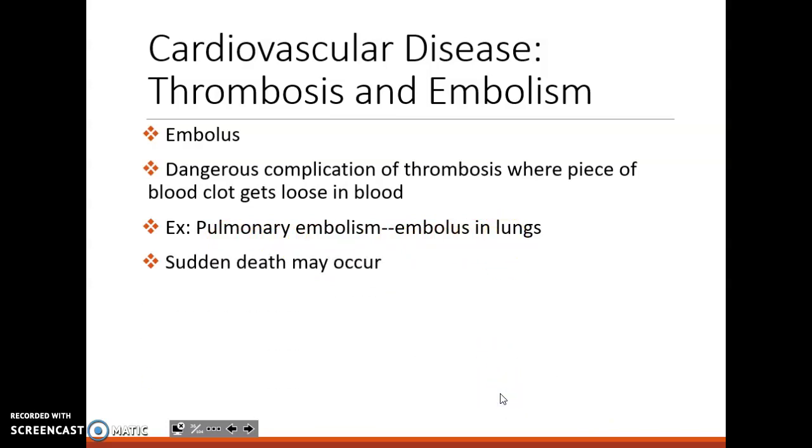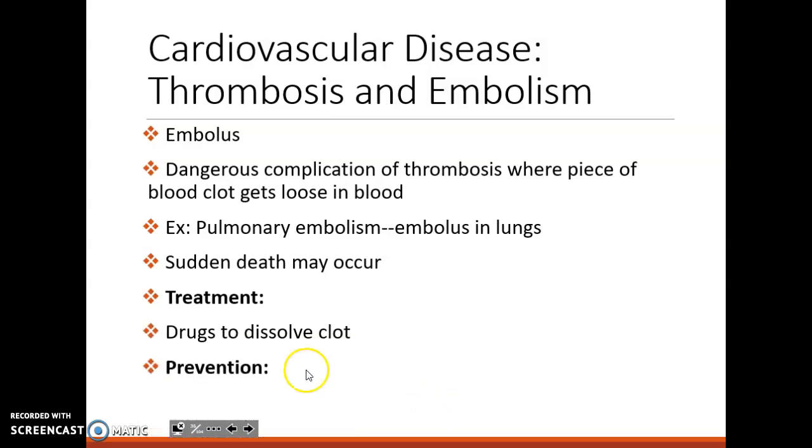and you could also have it in the heart or the brain. These are all essential organs that it would be bad if you had an embolus there, because sudden death may occur because you need all of your essential organs to be working. What could we possibly do if you have an embolus? You could take drugs to dissolve the clot.